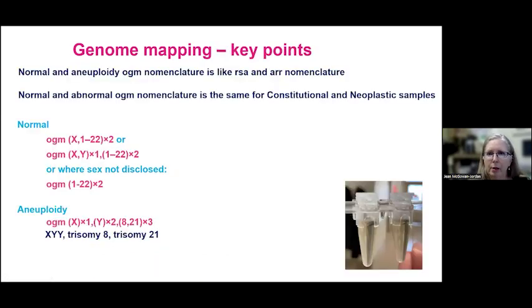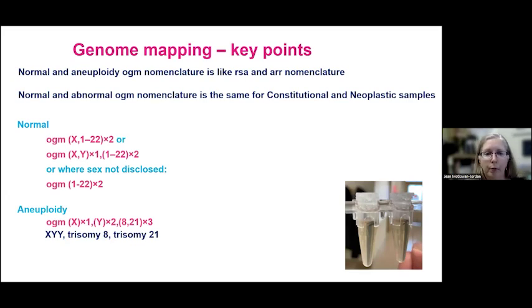So just some key points to keep in mind about the OGM nomenclature. If you think about normal results and whole chromosome aneuploidy, OGM nomenclature is going to be very much like your region-specific assay and array nomenclature. Also keep in mind that there's not a specific nomenclature for neoplastic samples, unlike, say, G-banding. So the normal and abnormal OGM nomenclature is the same whether you're looking at constitutional results or neoplastic samples.